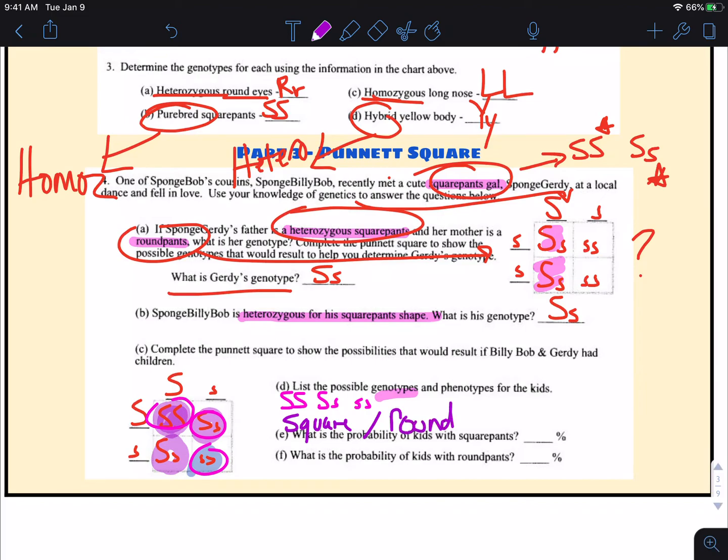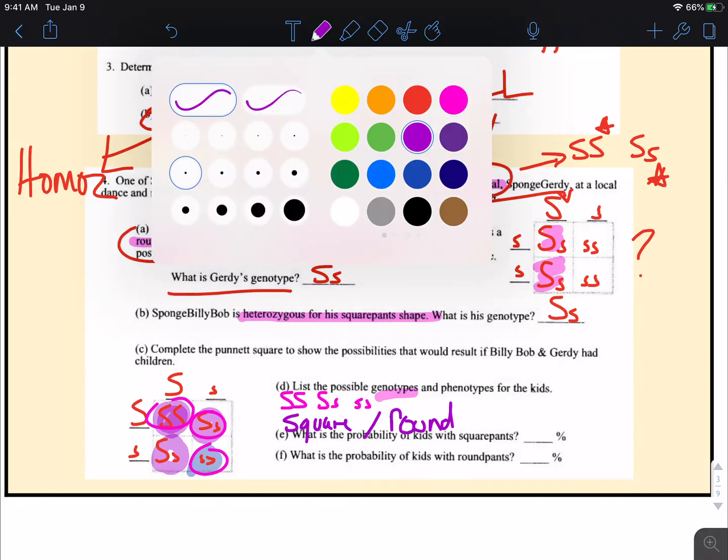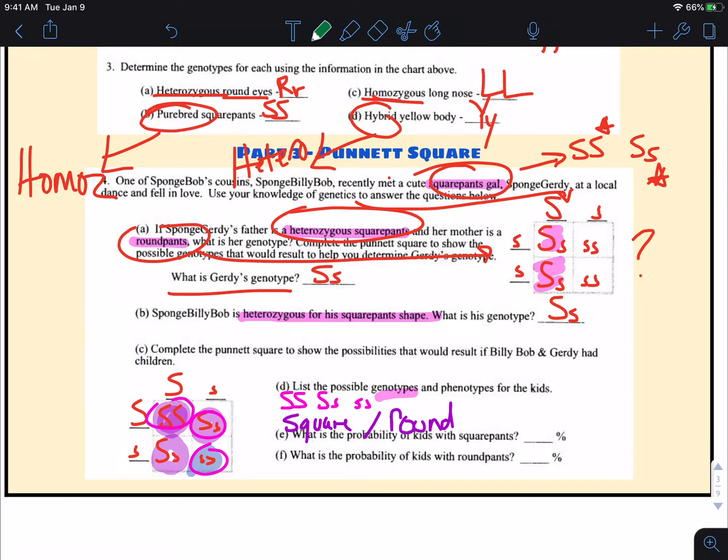I want to know the probability that the kids will have square pants. To do that, remember, we've got to go back and count. This one will be square pants, 2 will be square pants, 3 out of the 4 will be square pants. This one, no. So we've got 3 out of 4. That's 75%. What's the probability that kids will have round pants? That is 1 out of 4.